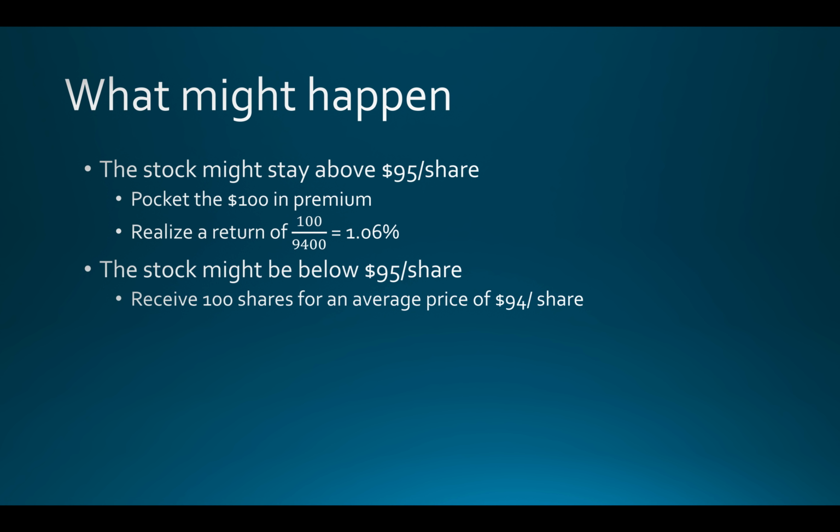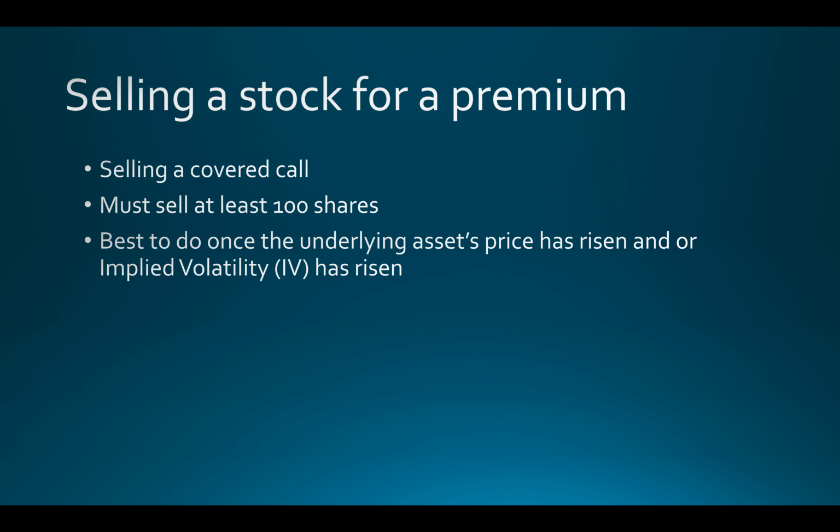And let's suppose that the stock goes below $95 per share. Then you will receive 100 shares of XYZ at an average share price of $94 per share, which would mean a good thing that you did not buy it at $100 per share, as you were buying it essentially at a discount now, and you were preventing yourself from giving into any biases of buying the stock earlier.